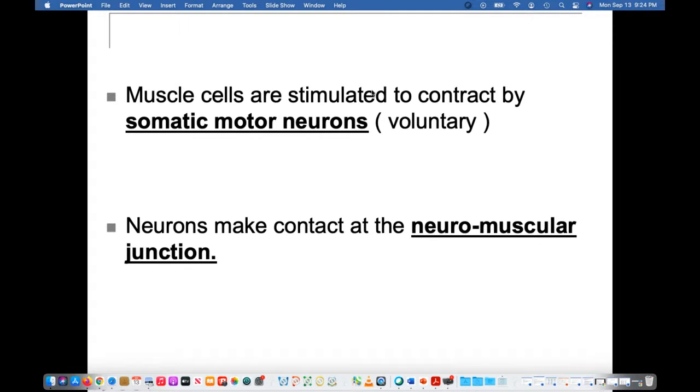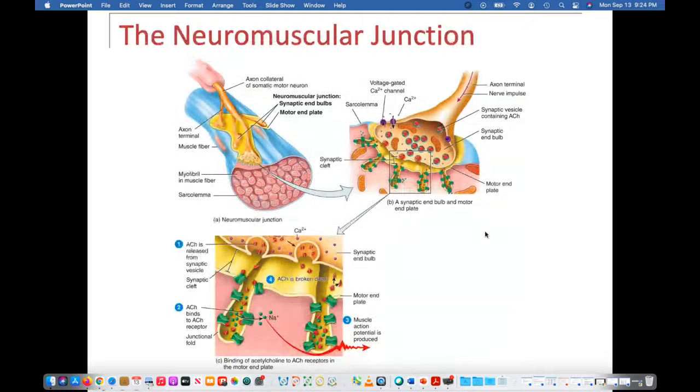The muscle cells are going to be stimulated to contract by motor neurons. These motor neurons are called somatic motor neurons. Where the somatic motor neuron and the end plate of the muscle meet is referred to as the neuromuscular junction. And what we're looking at here is the NMJ, the neuromuscular junction.